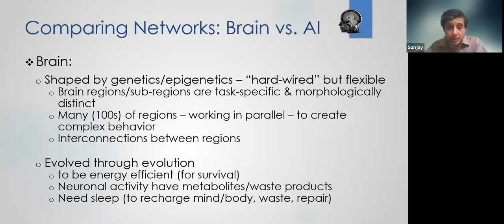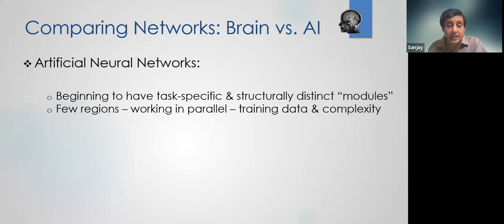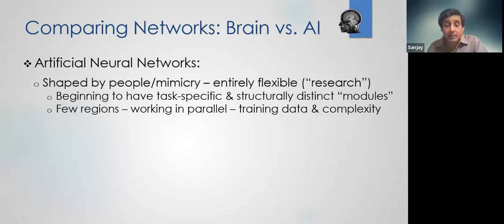So these are all elements of biological brains. Artificial brains, again, are designed and shaped by people, engineers generally, and they've been designed to mimic the biological brains.